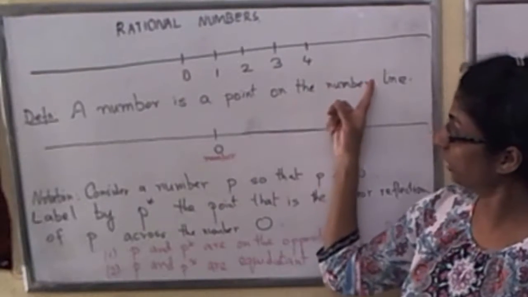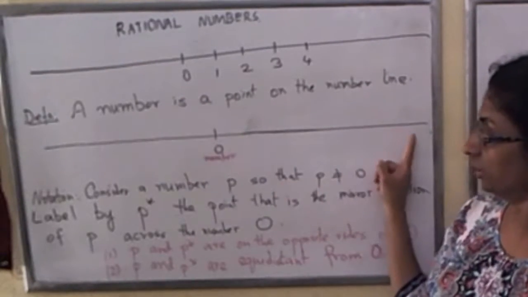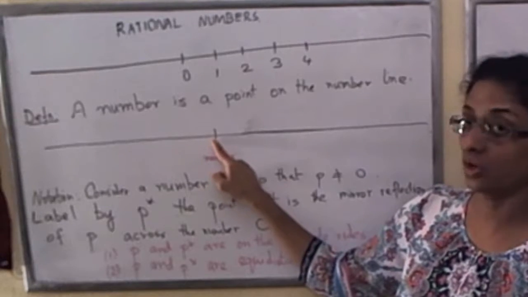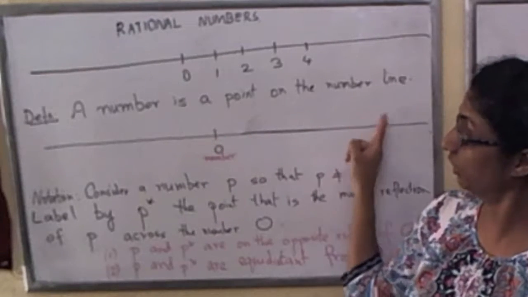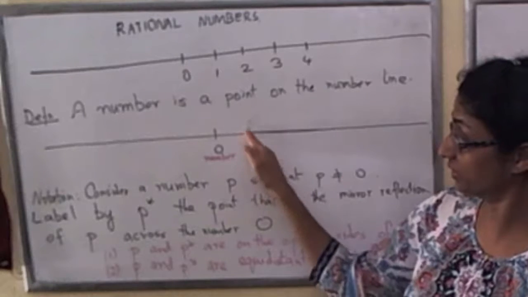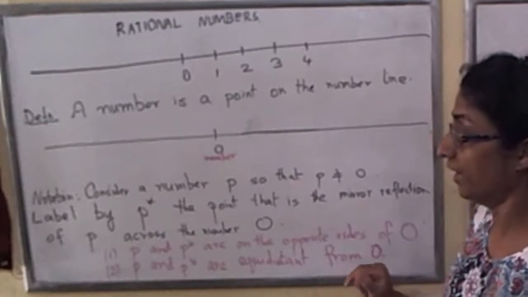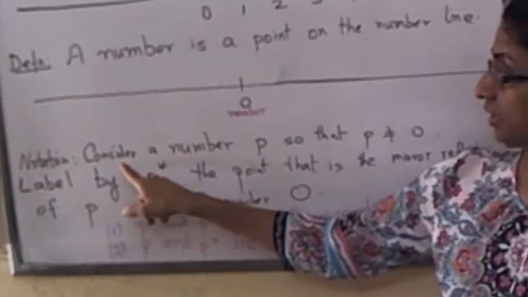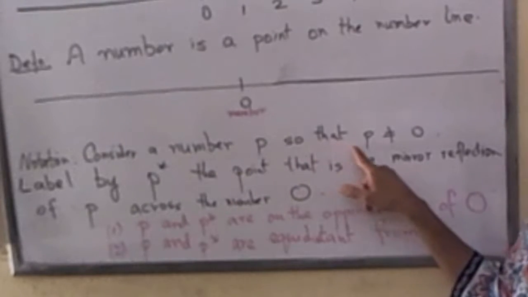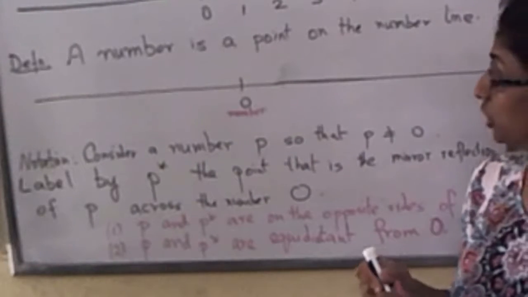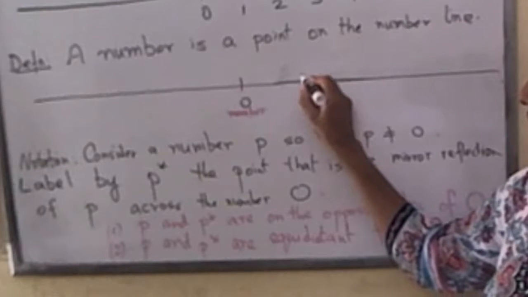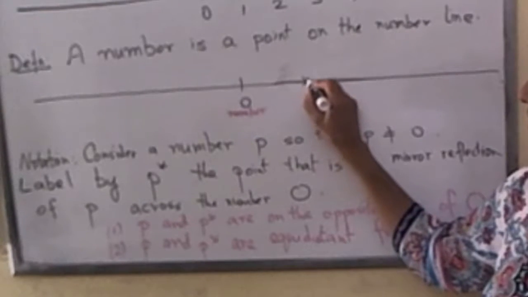So I have the number line here. I've redrawn it here with only the number 0 on it, and I've suppressed all of the other numbers and their labels, but pretend that they are there. And now look at what I have here. Consider a number p so that p is not equal to 0. So let me right away just pick any point and mark it as p.